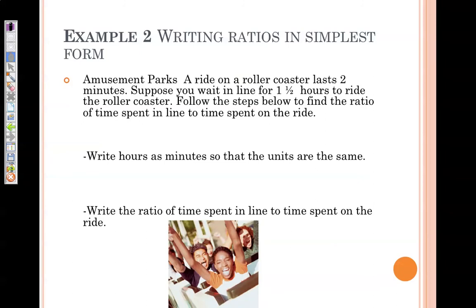All right, for example 2, we're going to talk about writing ratios in simplest form. You should always reduce your ratios, and that's what this example is going to show us. So let's take a look at the example. It says amusement parks. A ride on a roller coaster lasts 2 minutes. Suppose you wait in line for an hour and a half to ride the roller coaster. Follow the steps below to find the ratio of time spent in line to the time spent on the ride.